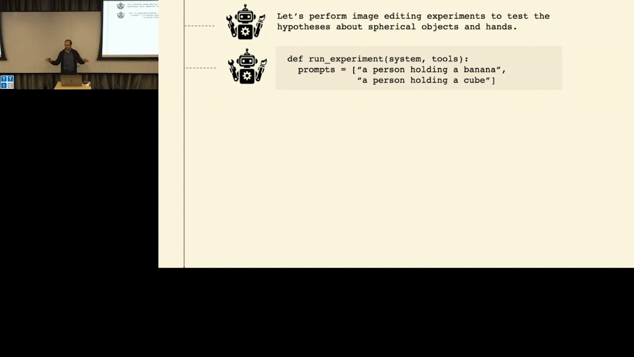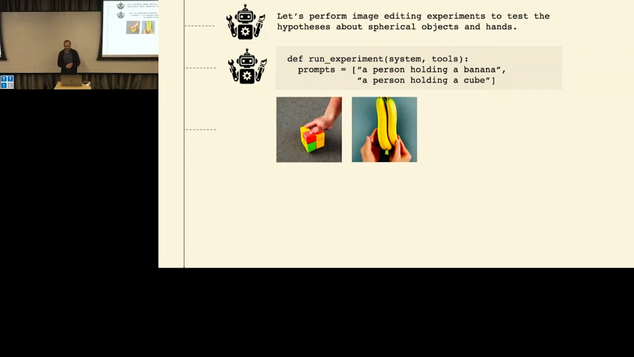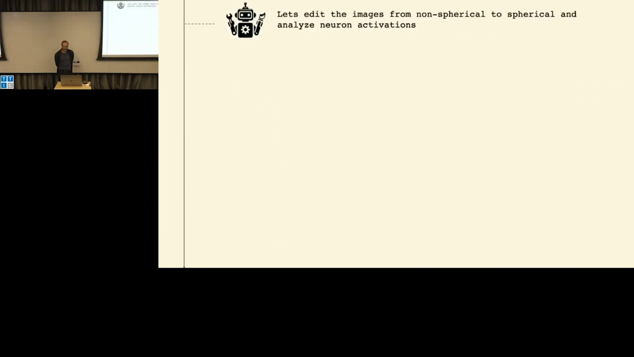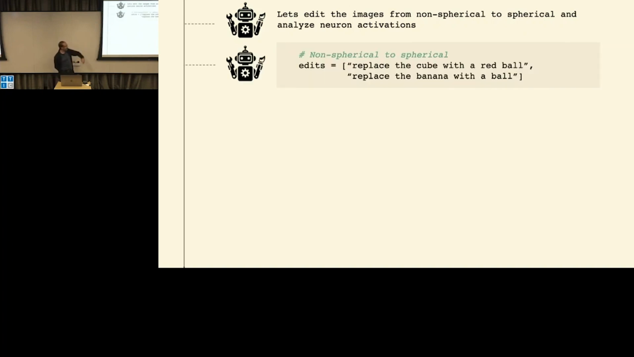So it says, let's do the following thing. Let's use stable diffusion with 2 prompts, a person holding a banana and a person holding a cube. Here are the 2 images that it generated. You can see that stable diffusion is not great with hands, but that's what it is. And then it runs this through the system and it gets no activations. So it continues and it says, well, now let's edit these images from non-spherical to spherical, and let's analyze what happens now. So here are the 2 prompts that it wrote. There are a few more lines of code that I'm not putting here. So it runs this through the system.